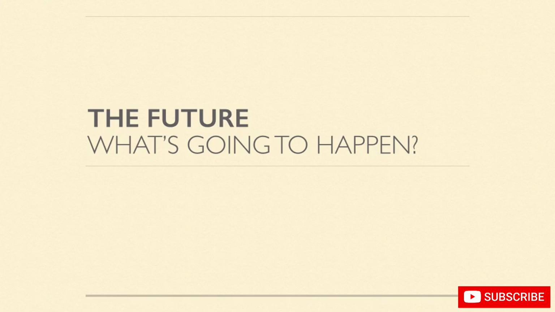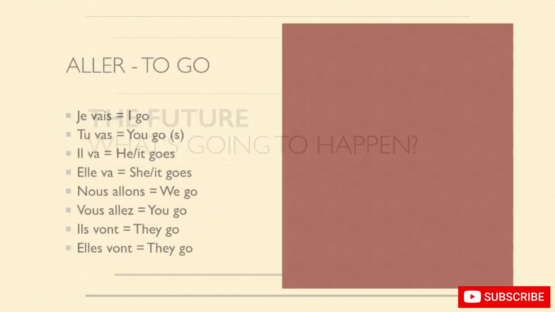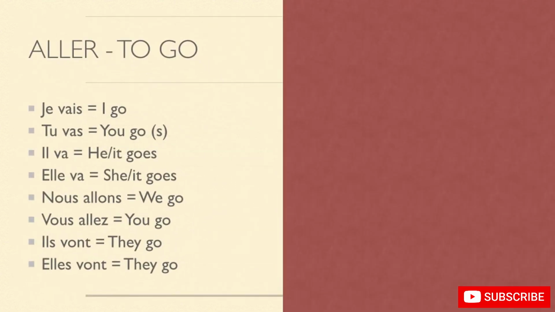Aujourd'hui, nous allons parler du futur proche. So, hello everyone. Today we're going to be talking about le futur proche, or the near future. So, what's going to happen in the future? So, le futur proche, the near future, is formed with the verb aller, which means to go.